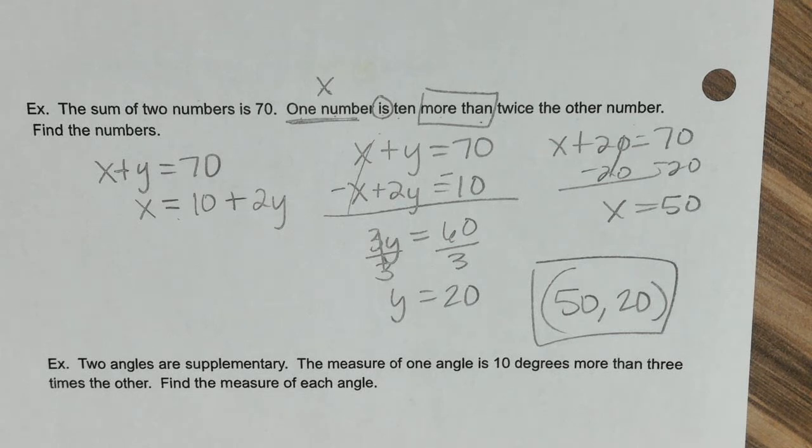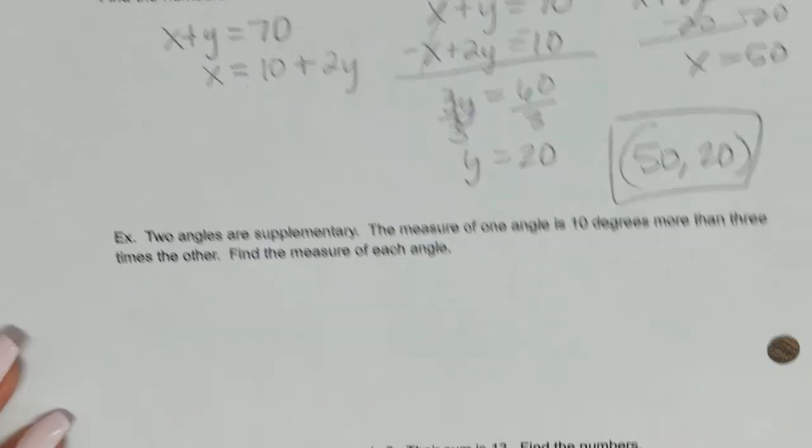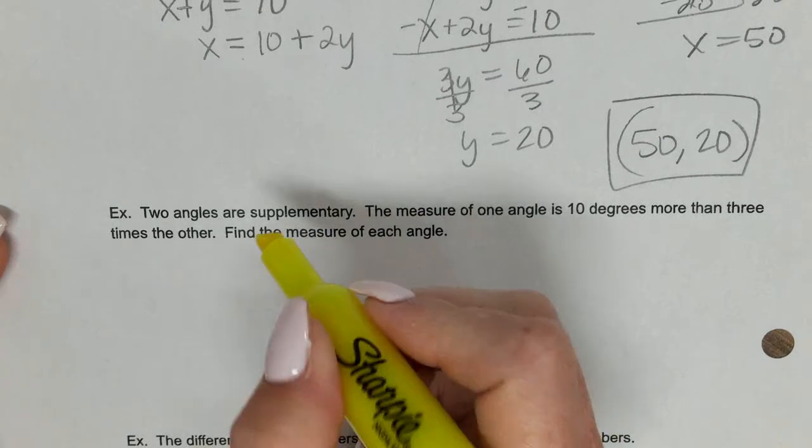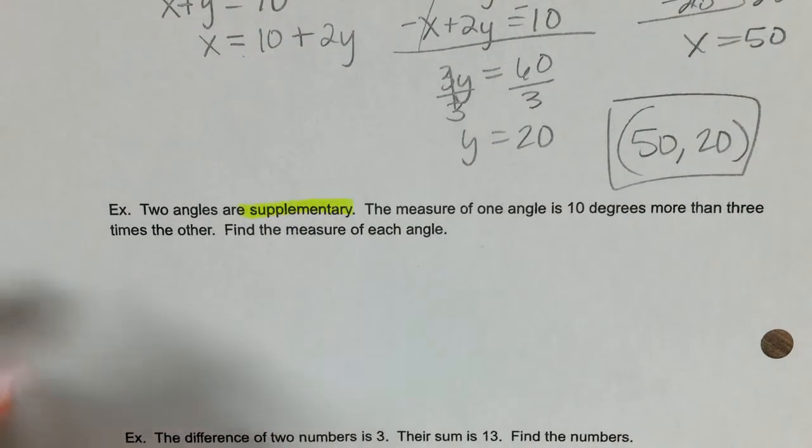When you're writing equations from words, just slow down and do one word at a time. Okay, the next one says, and in order to do this one, you have to know what a supplementary angle is. It says two angles are supplementary. Supplementary means they add up to 180. Complementary means they add up to 90. So you just have to know your vocabulary here.